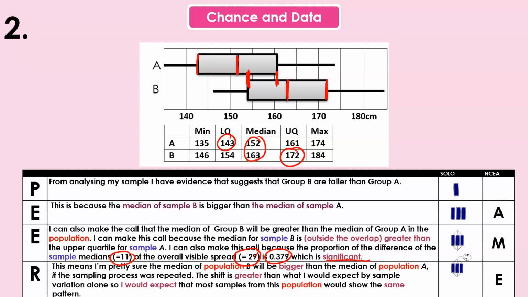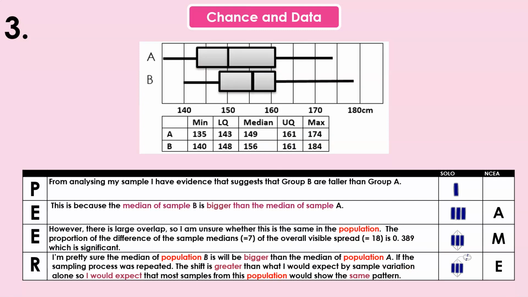The idea of these answers is that you can, in some ways, template them. You can replace A and B with the particular groups, whether it's gender, whether it's year 9, year 11, whether it's people who play sport, don't play sport, all those sorts of things.